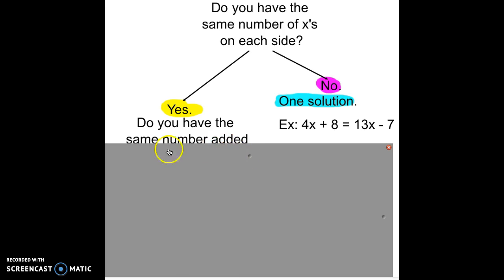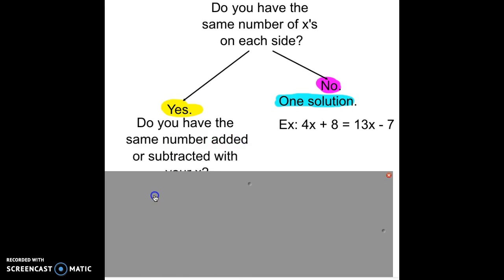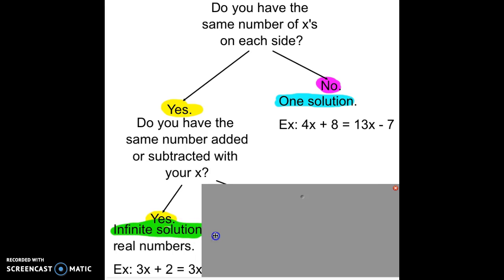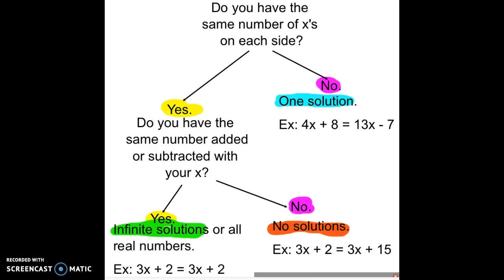If the answer is yes, you have to ask yourself another question. Do you have the same number that's added or subtracted with your x? If the answer is yes, you have infinite solutions or all real numbers. So that would be like 3x plus 2 equals 3x plus 2. If you subtract away your x's, you're left with something true, or 2 equals 2. If the answer is no, then you have no solutions. That would be something like 3x plus 2 equals 3x plus 15. Once you subtract your 3x's away, you've got 2 equals 15. That doesn't work, and it will never work. 2 is never going to equal 15, so that will be no solutions.